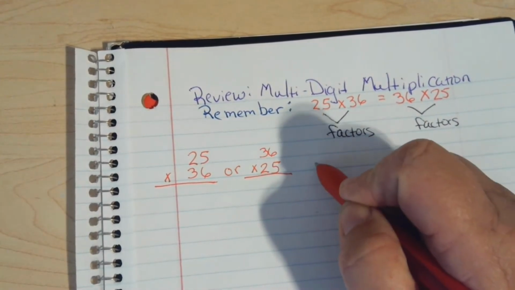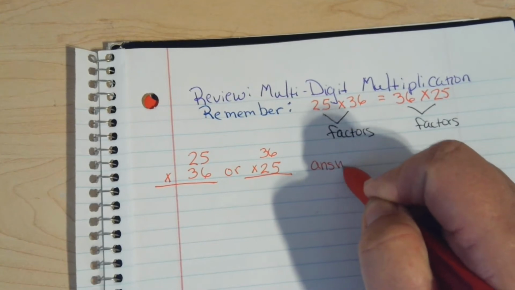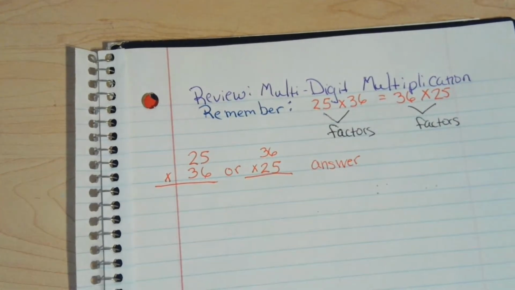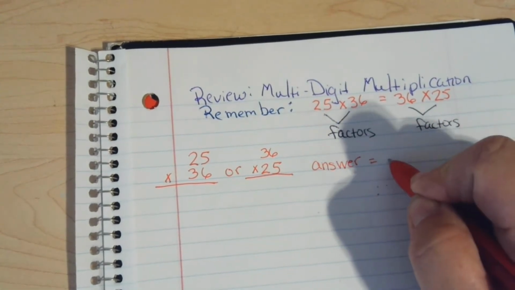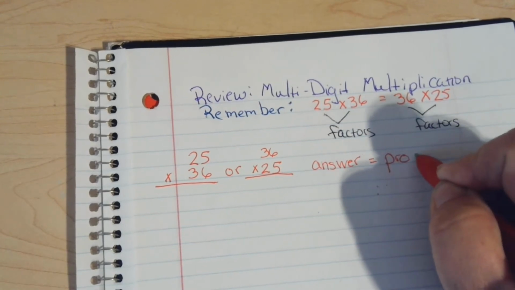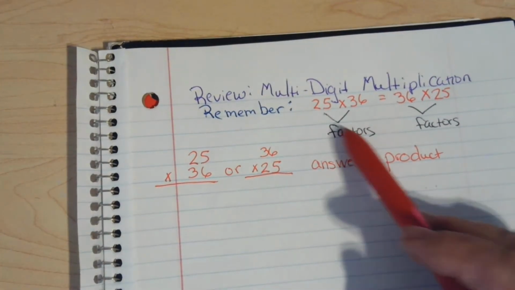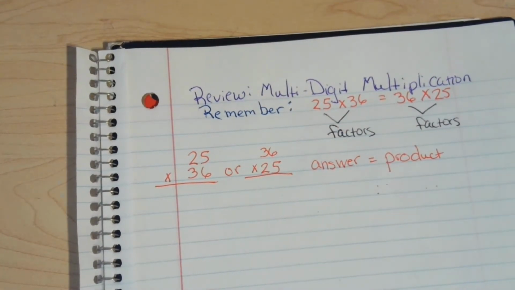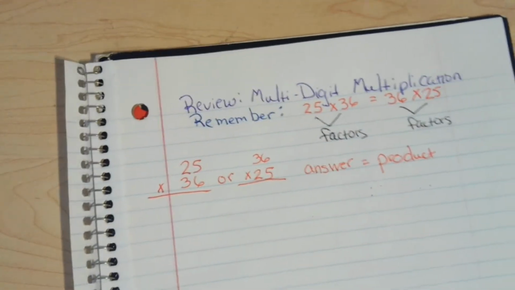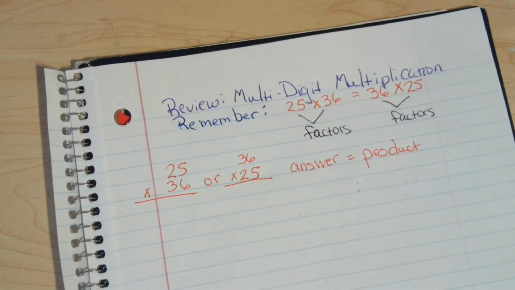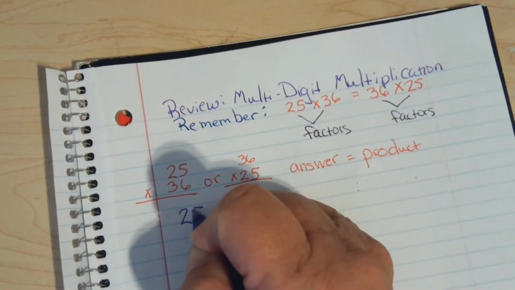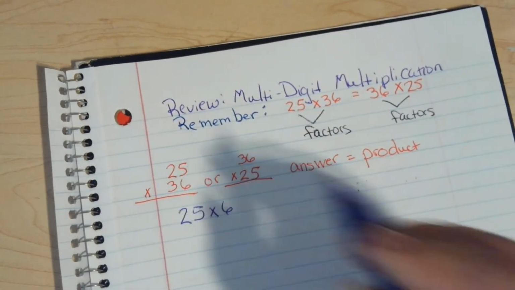Now, the answer to a multiplication problem is called the product. When I multiply, my answer is called a product. The numbers that I multiply together are called my factors. We're going to do a problem together. I'm going to keep it really simple to begin with. We're going to go ahead and do 25 multiplied by 6.